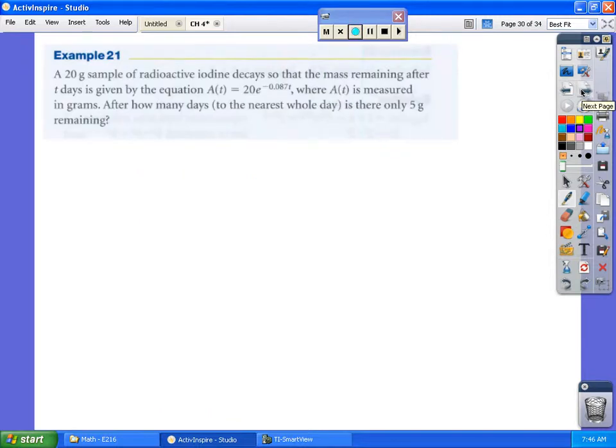After how many days is there only 5 grams remaining? I think this is similar to what we've done so far. The only difference is there is a coefficient. So it says 5 is equal to 20 e to the negative 0.087t.